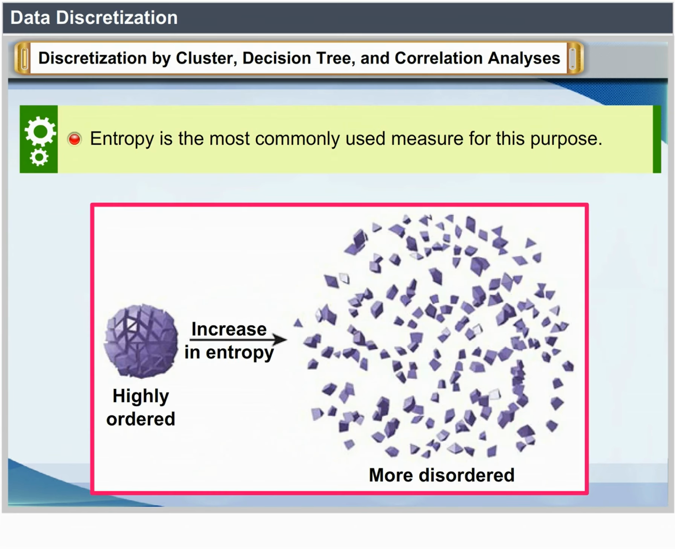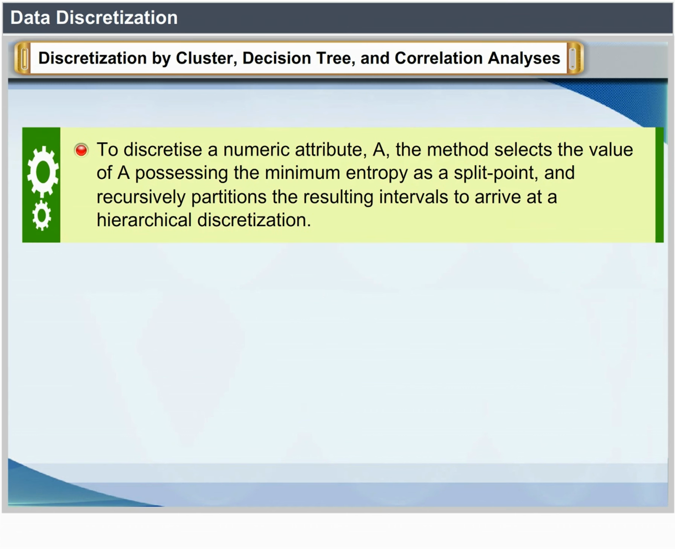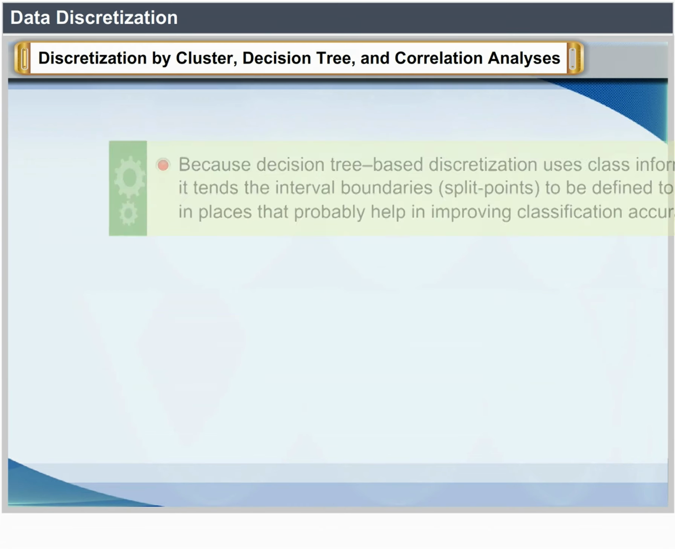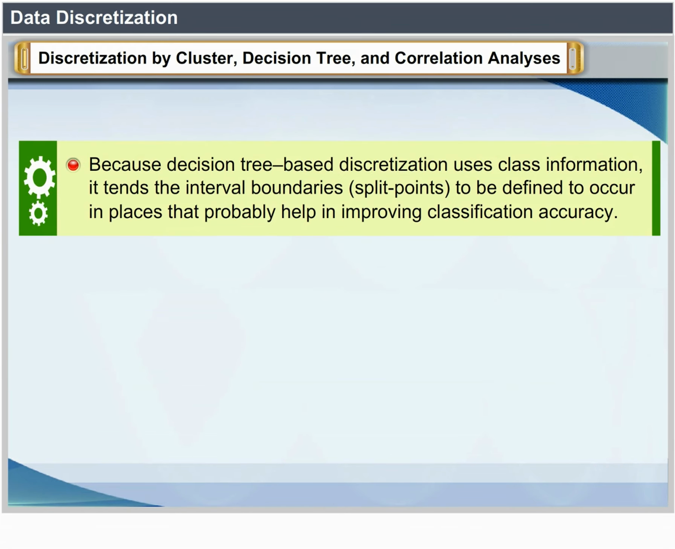Entropy is the most commonly used measure for this purpose. To discretize a numeric attribute A, the method selects the value of A that has the minimum entropy as a split point and recursively partitions the resulting intervals to arrive at a hierarchical discretization. Such discretization forms a concept hierarchy for A. Because decision tree-based discretization uses class information, it is more likely that the interval boundaries, or split points, are defined to occur in places that may help improve classification accuracy.